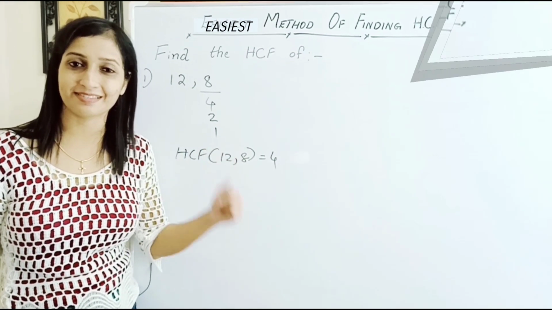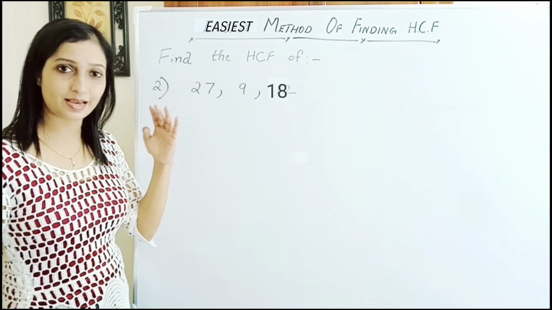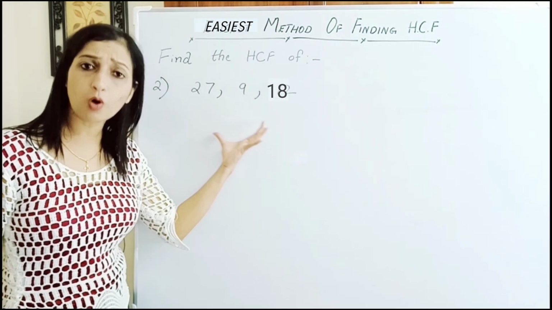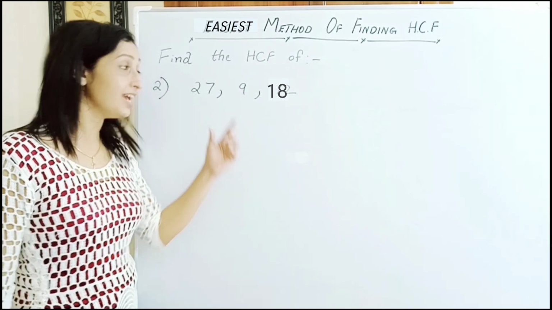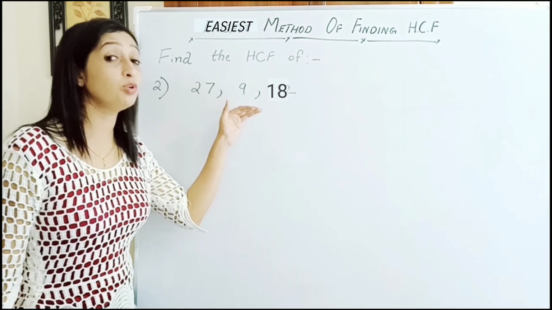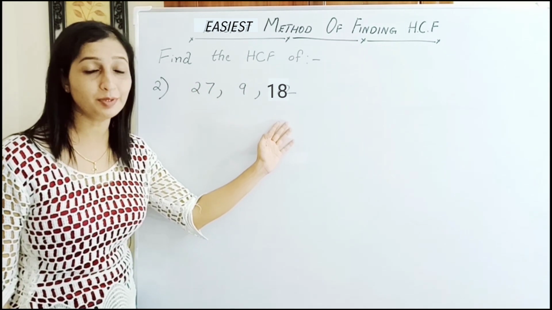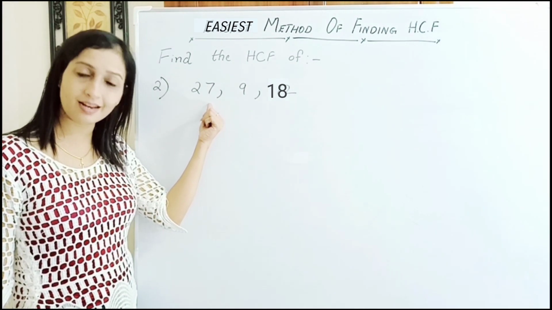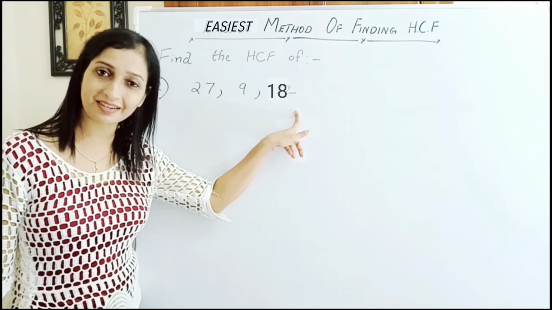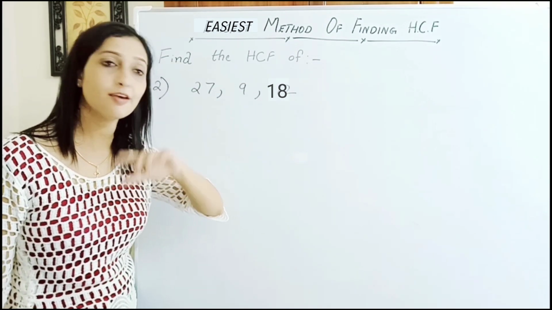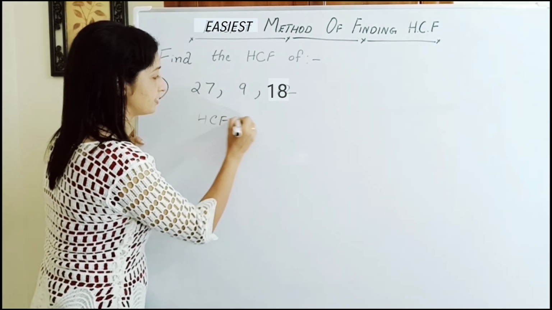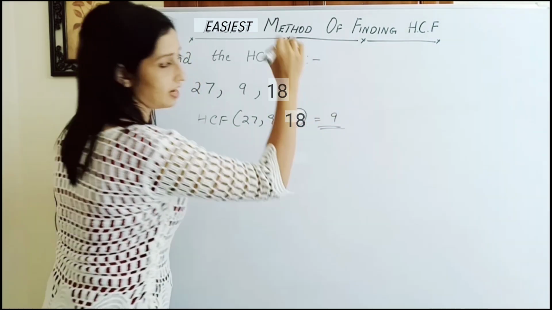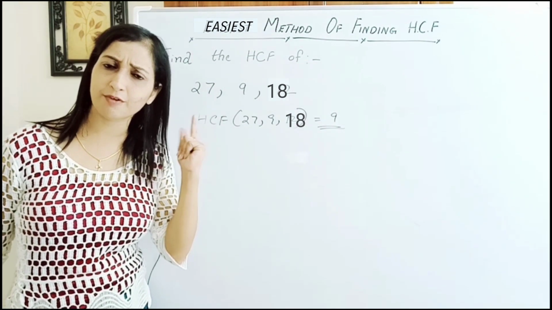Let us move on to the second example, which is to find out the HCF of 27, 9 and 18. Among all these three numbers, which is the smallest number? Here the smallest number is 9. So you need to check whether the other numbers can be divided by this 9 exactly. Can 27 be divided by 9 exactly? Yes. And can 18 be divided by 9 exactly? Yes. So what is our HCF? HCF of 27, 9 and 18 is 9. Isn't it very easy? You get the HCF within seconds.